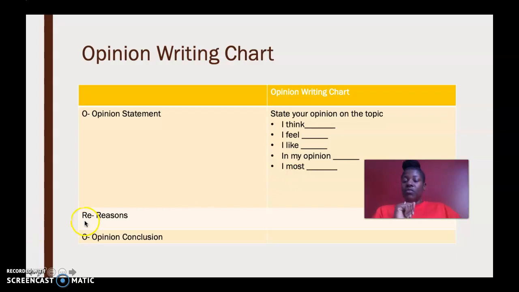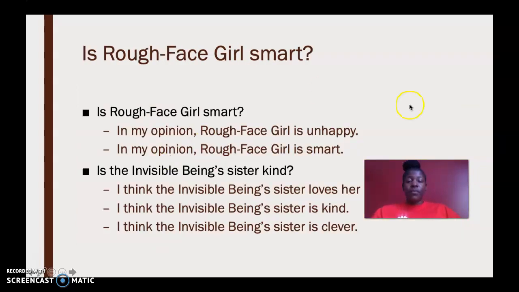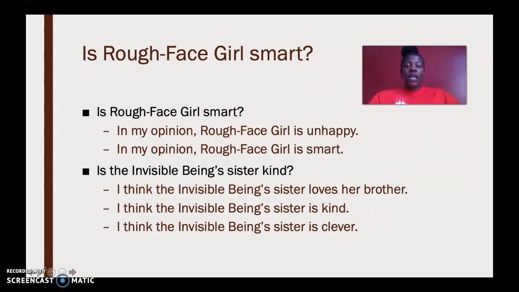And then you would go on to your reasons and then your opinion conclusion. But today we're just going to focus on the statement. So let's practice with this. I want you to give me a thumbs up or a thumbs down if what I have here is an opinion.